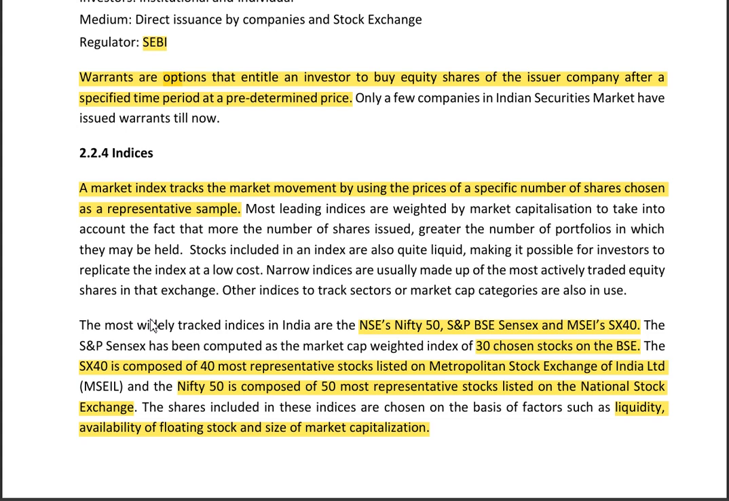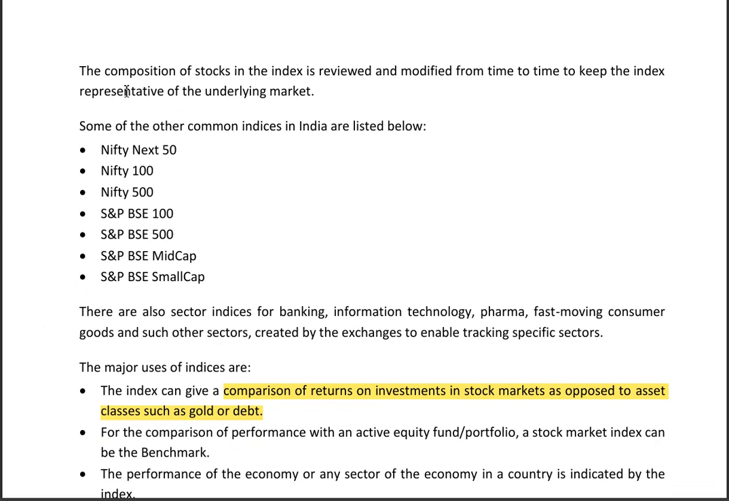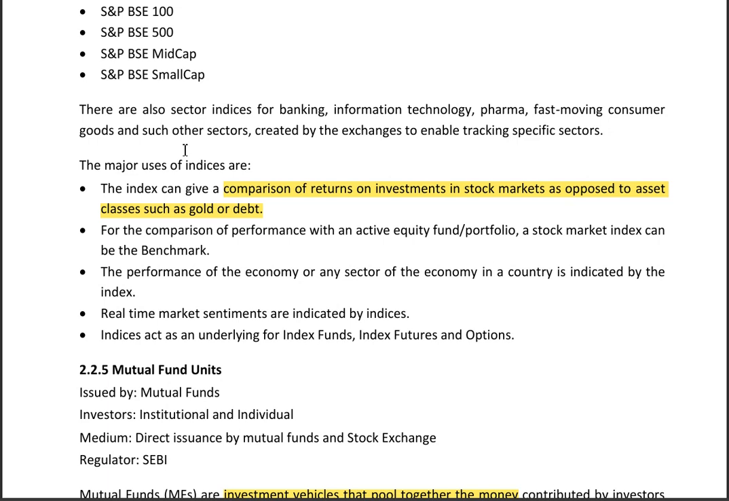If you see, every country has its own indexes. India has Nifty and Sensex. The US has the Dow Jones. So this is what an index means. You can see some of the common indexes listed here: mid cap, small cap, BSE 100, Nifty 500. These are all indexes. This gives a comparison of returns on investments in stock markets as opposed to asset classes such as gold or debt. We can compare with this.